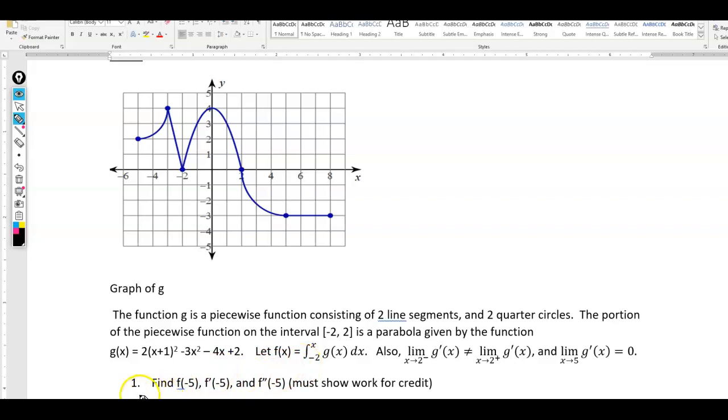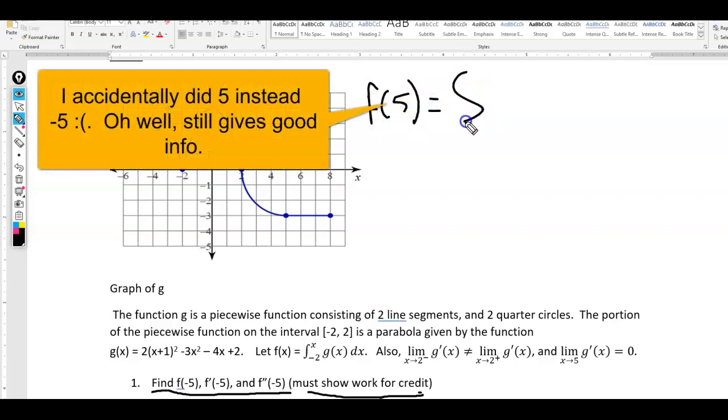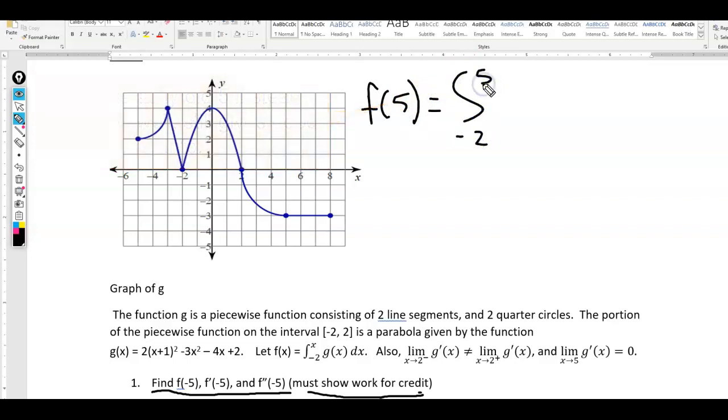All right, so part 1 says we want to find these three things: f of -5, f prime of -5, and f double prime of -5. You do need to show your work for credit. So let's go ahead and begin. f of 5 is equal to the integral from -2 to 5 of g of x. That means we're going from here all the way over to 5.